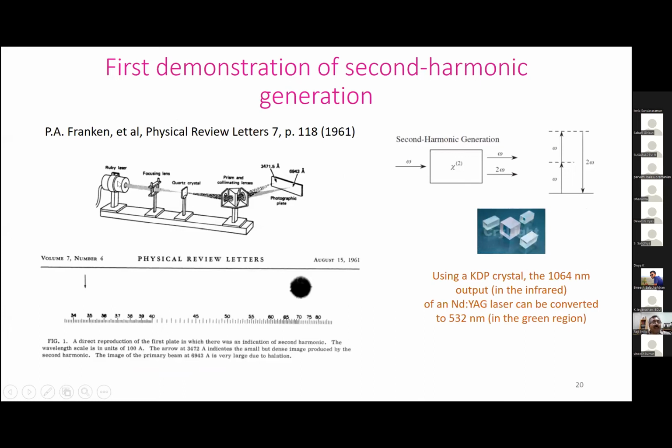And so that laser is used. There is a focusing lens here. Then there's a quartz crystal. And the output transmitted by the quartz crystal is now put through a prism. And then they found that there are two beams dispersed from the prism. One is the fundamental at 6943 angstroms, that's a ruby wavelength, and the other was at 3471.5 angstroms. So it is exactly half the wavelength or double the frequency. So it was very clear that what they were seeing was the second harmonic.